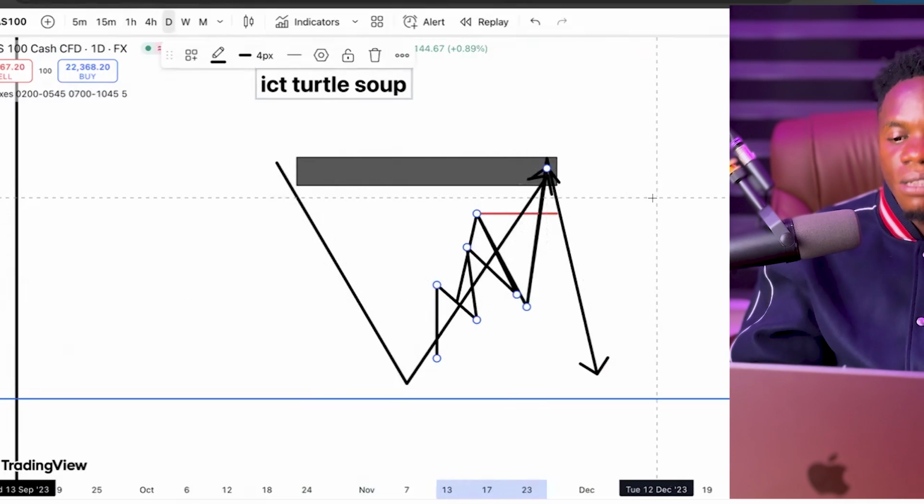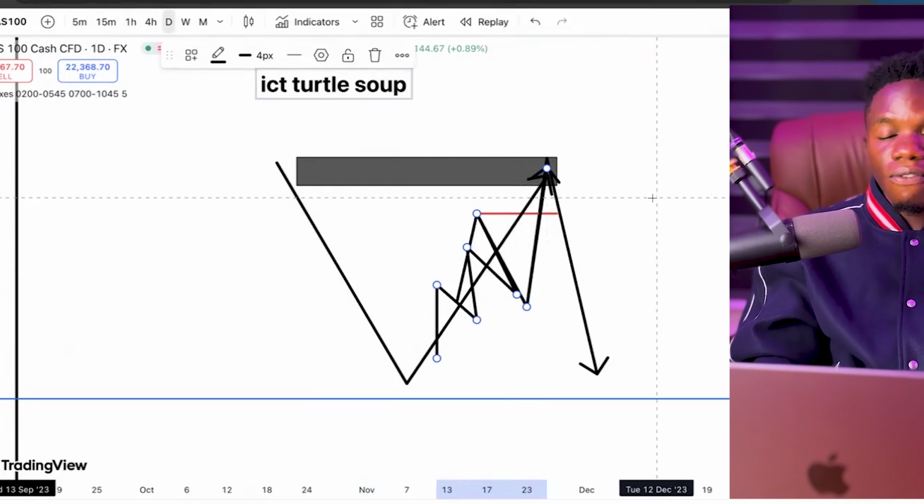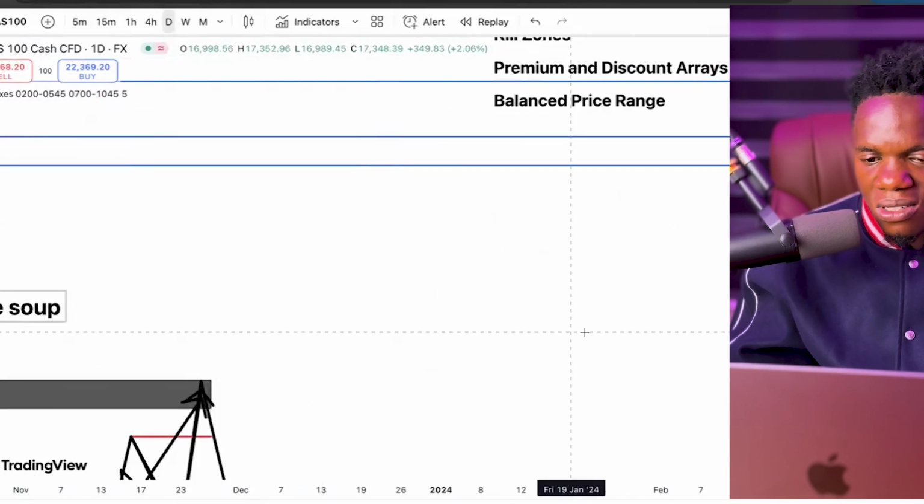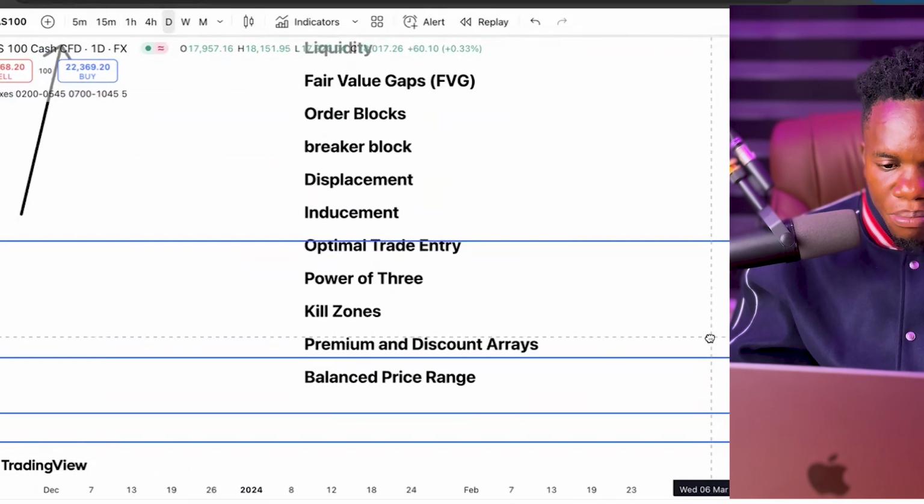That's why if you are trading on a lower time frame, you still have to look at the higher time frame to know what the higher time frame is going to do. All right, so that is just more about inducement. It's not that big a deal.